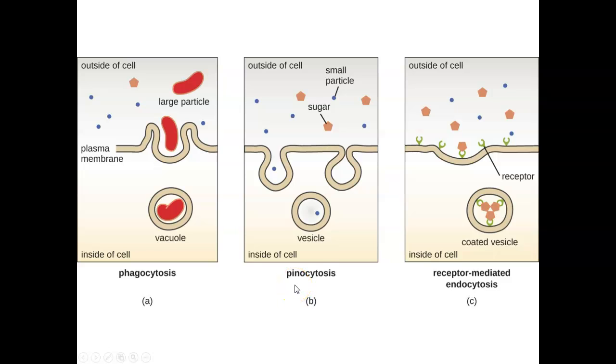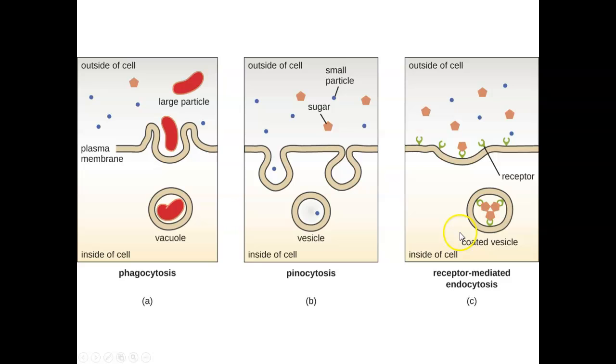Pinocytosis is cellular drinking. So in general, all cells can undergo pinocytosis, all eukaryotic cells. The plasma membrane just makes a very small bleb off, or makes a small vesicle and pulls in fluids from the extracellular region with dissolved solutes.